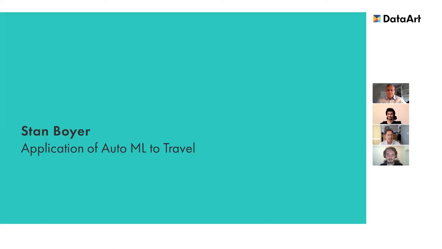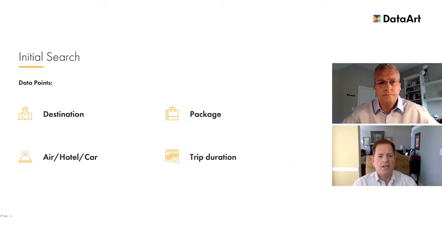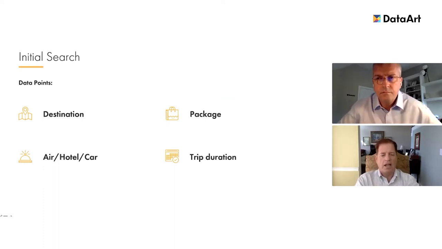So today we're going to go over two use cases, one from general travel and involving air search and vacation planning, and then one from hospitality. So in the initial search, obviously there you'll have a very limited set of things that you're looking at when you first come to an OTA website.